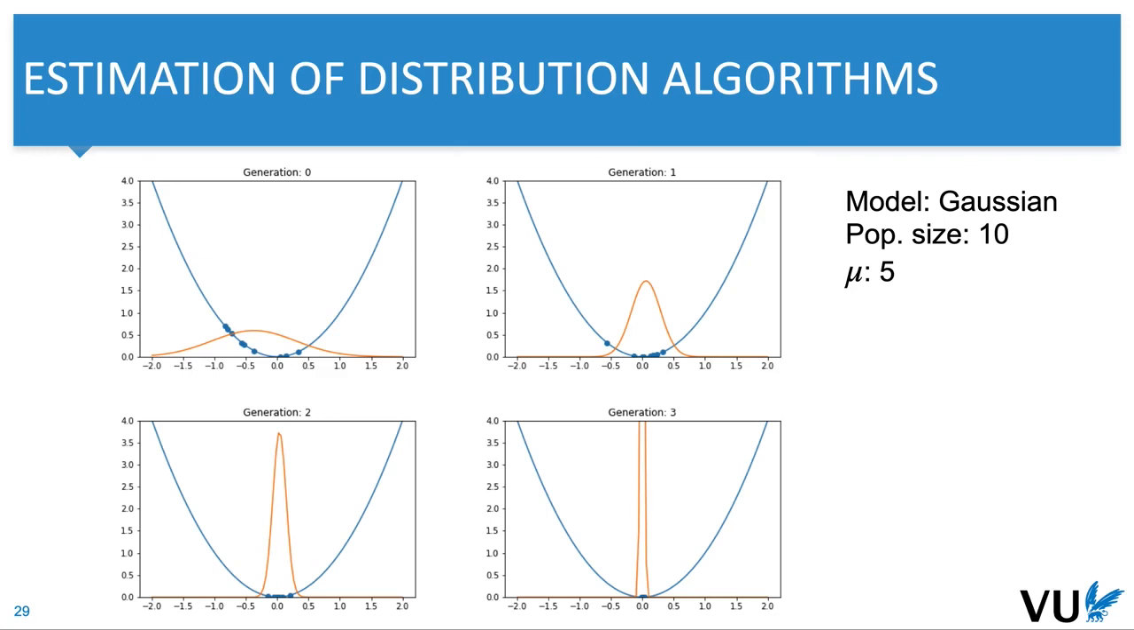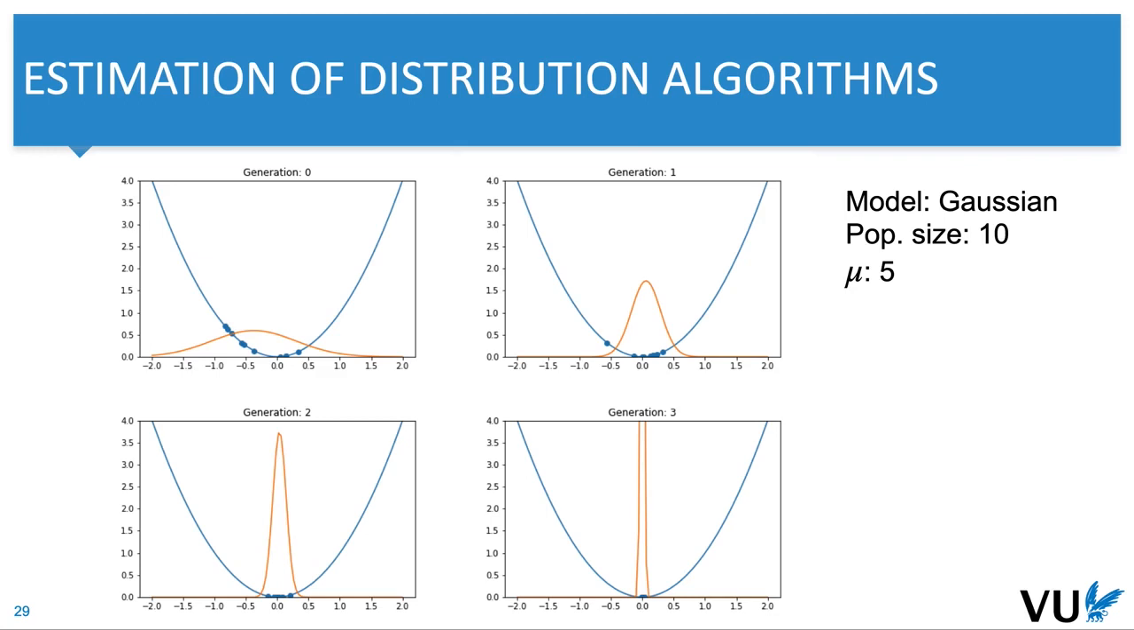Now for the Gaussian, of course, we need to take this population. We need to calculate the mean value and variance, right? So now, after the modeling step, we are interested in this orange curve. This is the Gaussian distribution. Now we generate new solutions by sampling, and we look at the top right plot. Now you see that they are more concentrated about 0, right?